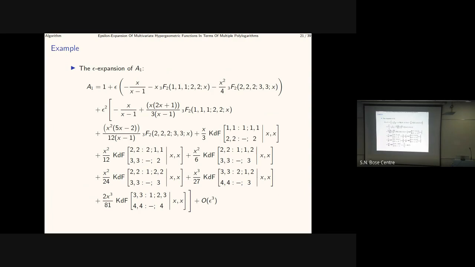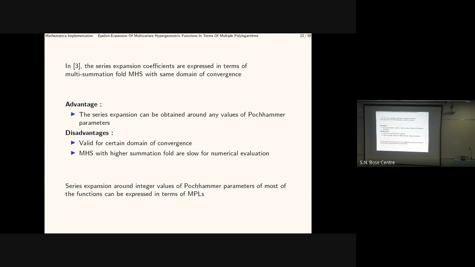So that is what is done in the package. The previous method that I described had some advantages: the expansion can be performed around any values of the Pochhammer parameter. But the disadvantages are that it is only valid for a certain domain of convergence, and higher order terms will have higher summation fold functions, which are really slow for numerical evaluation.